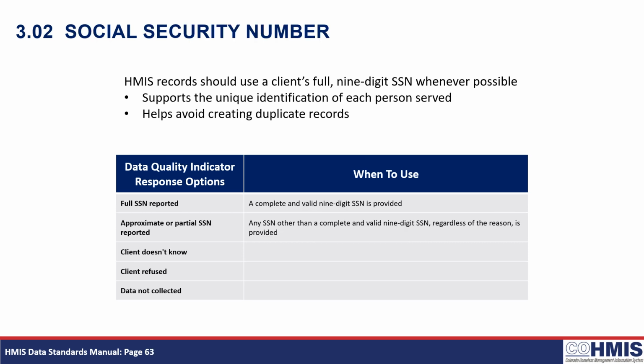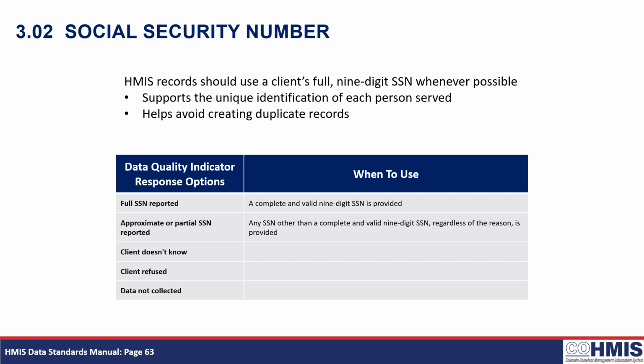Up next is social security number. So we should be entering a client's full 9-digit social security number whenever possible, which helps support the unique identification of each person served and helps us from creating those duplicate records, which will throw off our numbers that we report. As with name and date of birth, again, we're going to select the data quality type that we've entered.